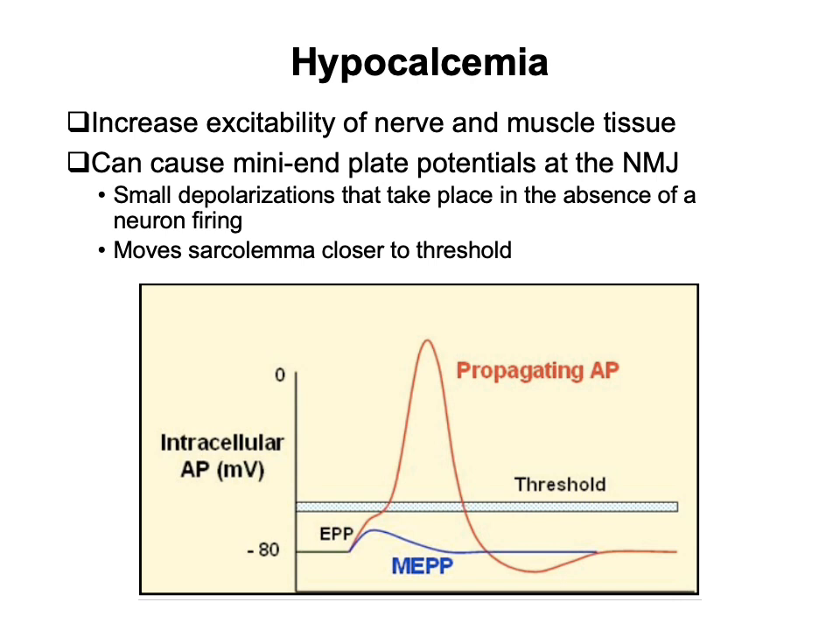Hypocalcemia. We already talked a little bit about this with nervous tissue. And here we see that it can increase the excitability of nervous tissue, but it also can do that with muscle tissue. In fact, hypocalcemia can cause mini end plate potentials at the neuromuscular junction, which really is not a normal finding. This causes small depolarizations that take place in the absence of neuron firing, and it moves the sarcolemma closer to threshold. That's why someone who has hypocalcemia can seem a little jittery.